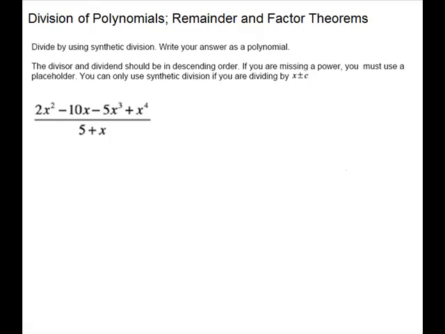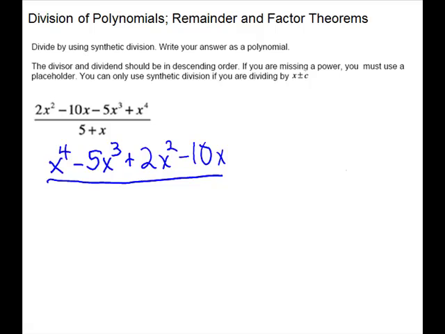For this problem, we need to switch it around to descending order. And so my highest exponent needs to go first. So I have x to the 4th minus 5x cubed plus 2x squared minus 10x. And notice this one is missing a constant. Right, and we're dividing by, I'm just going to switch the order here, it's x plus 5.